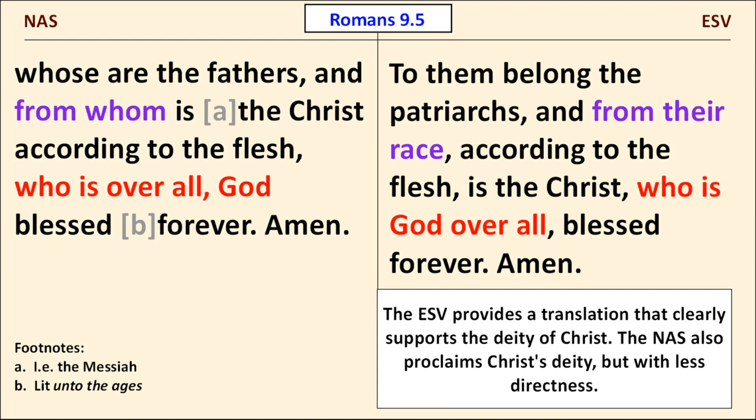The RSV read, according to the flesh is the Christ, full stop. God who is over all be blessed forever. Amen. As if Paul changed subjects after mentioning Christ. In my view, the ESV more clearly proclaims Christ's deity in this verse than the NAS does.